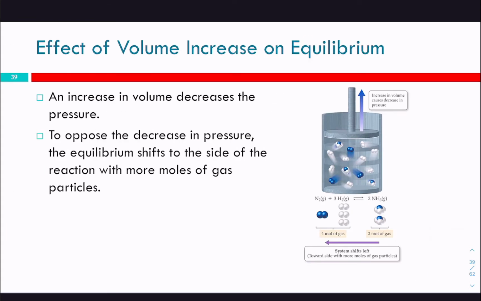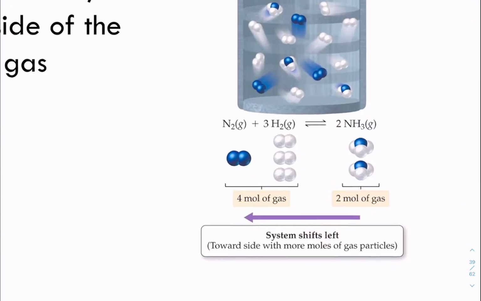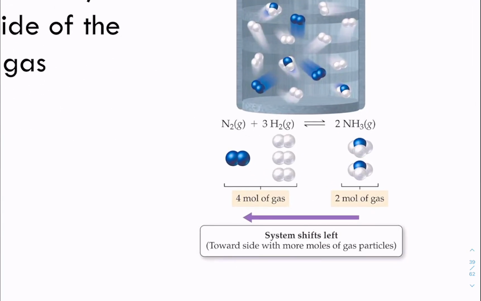Of course, the opposite is true for the exact same reason. If we increase the volume, then the pressure decreases. To counteract that change, the reaction will shift to the side with more moles of gas because it wants to stay at the same pressure. It'll try to maintain that equilibrium. So if you increase the volume and decrease the pressure, the reaction will move towards the side that's going to increase the pressure again.